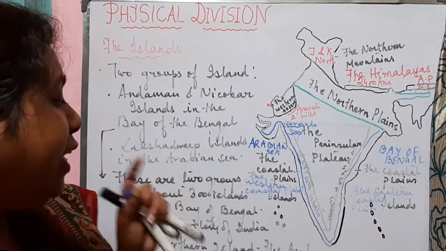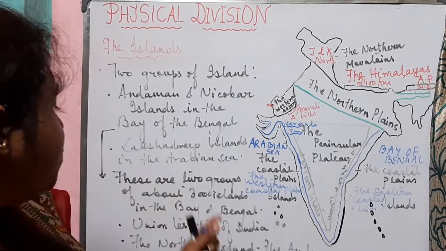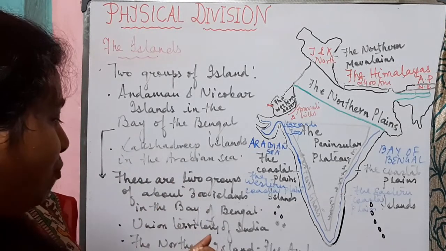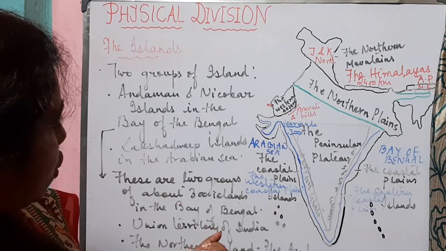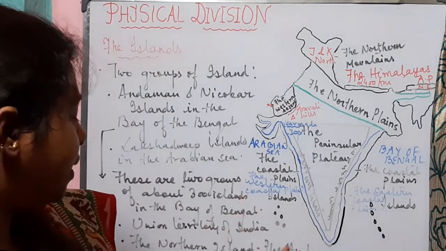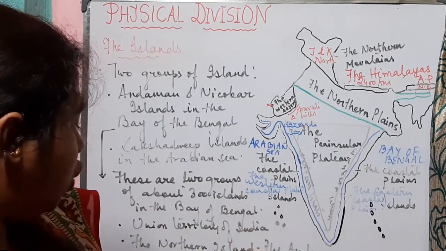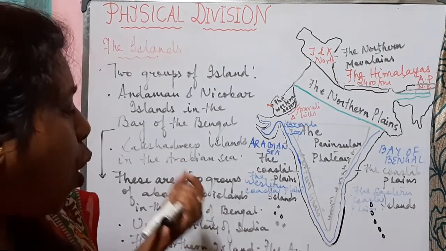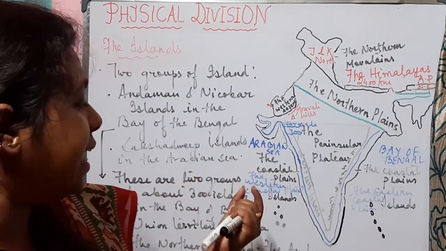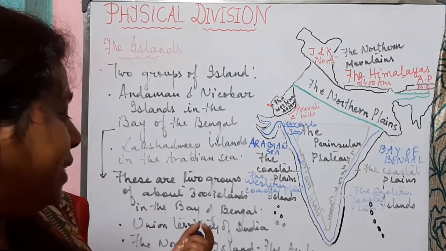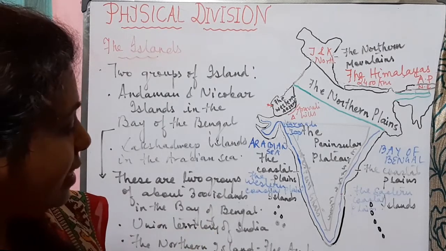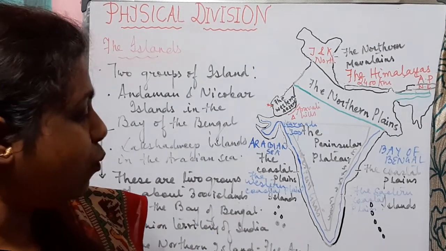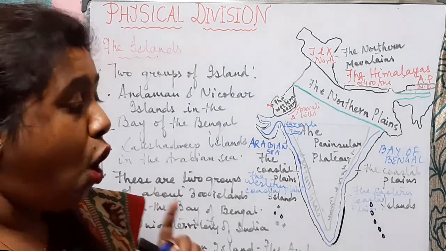So, Andaman and Nicobar Islands are two groups of about 300 islands in the Bay of Bengal, and they form a Union Territory of India. The northern islands are called the Andaman and the southern islands are called the Nicobar. The southernmost part of the Andaman and Nicobar Islands is Indira Point. Port Blair is the capital. Here we will find the Barren Island, which is the only active volcano of India.